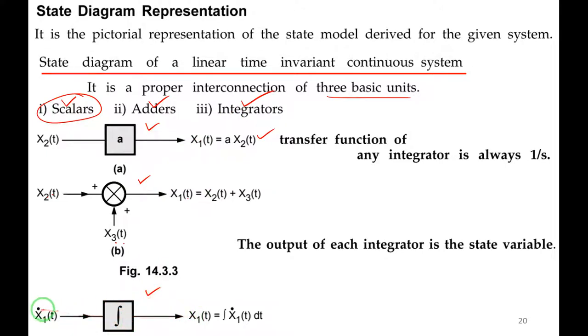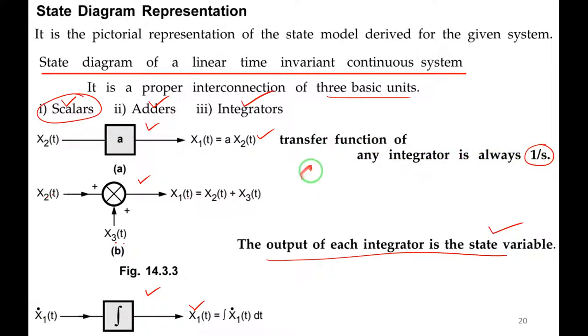If I integrate the state differential equation x1 dot of t, I will get the state variables. Means the output of the integrator is always a state variable. I have written here, the output of each integrator is always a state variable. And the input is the differential state equation. The state differential equation is the input for the integrator. And the transfer function of any integrator is always 1 by s.